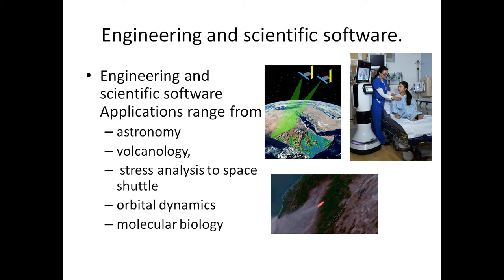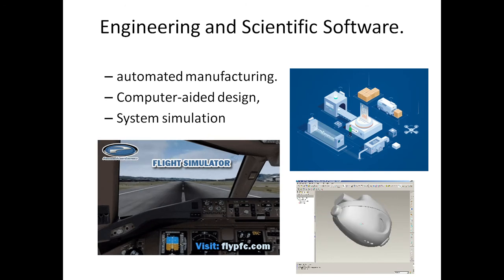Next is engineering and scientific software. Engineering and scientific software applications range from astronomy, volcanology, stress analysis, and orbital dynamics, molecular biology, then automated manufacturing, computer-aided design, system simulation. These are all the application areas of engineering and scientific software.